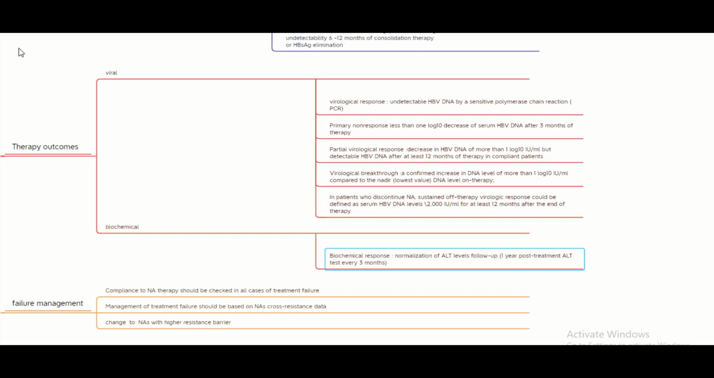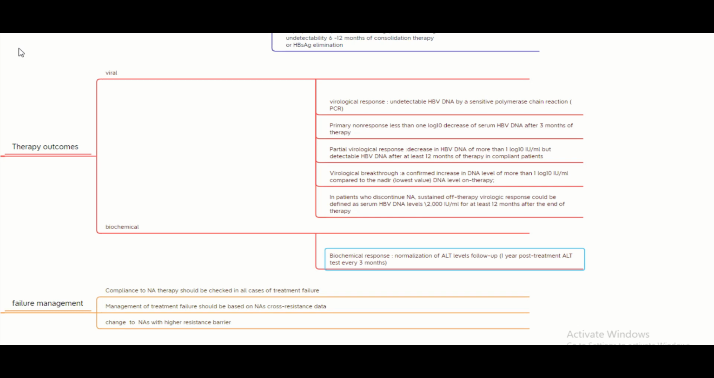Primary non-response is when we have less than a 1 log10 decrease in the serum HBV DNA after 3 months of therapy, which should be almost 10 times less than usual. Partial virological response is when we have a decrease of HBV DNA of more than 1 log10 units per milliliter, but it's still detectable after 12 months of therapy in compliant patients.